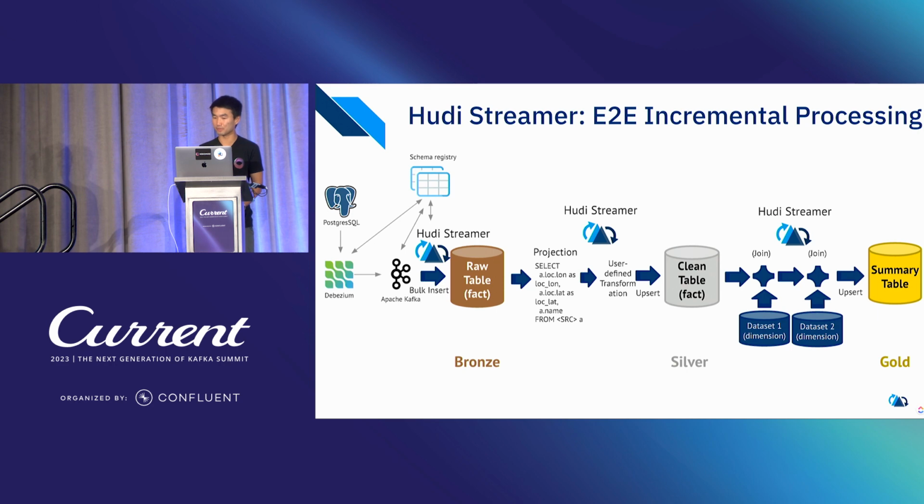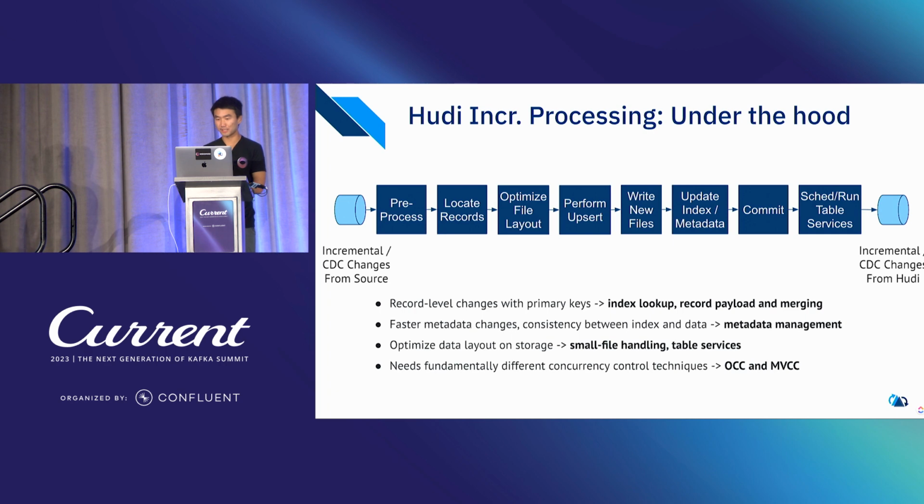So let's take a deeper look at how Hudi takes the changes, handles mutation, and then streams to the downstreams. When we look at this incremental processing from Hudi under the hood, there are quite a few steps between taking the incremental changes from source and streaming them from Hudi to the downstream. To enable mutable data at the record level, Hudi provides built-in support on locating the records and the record payload and merging API so that users can customize their insert, update, and delete.